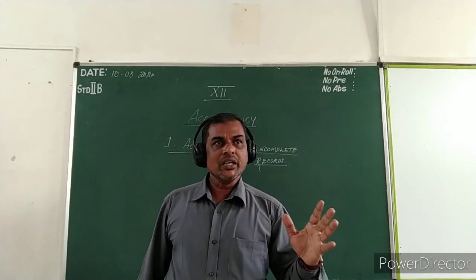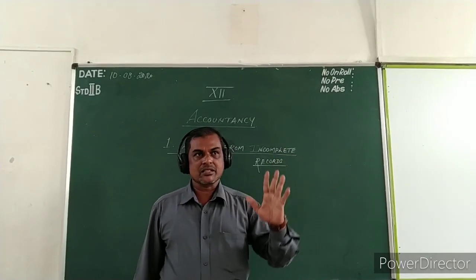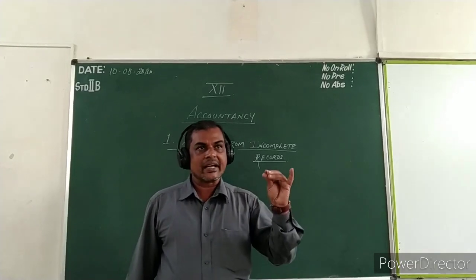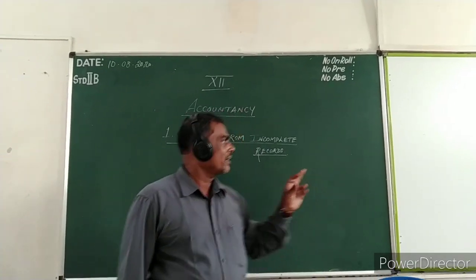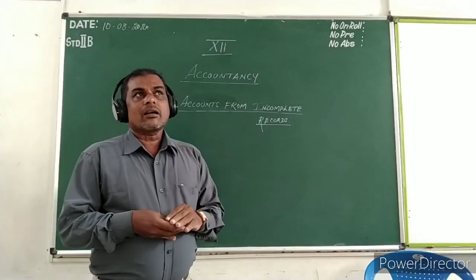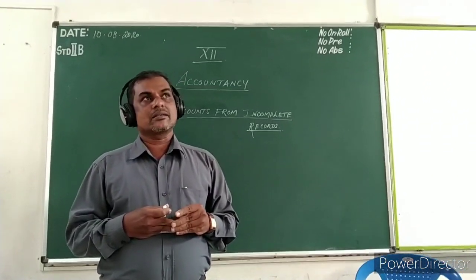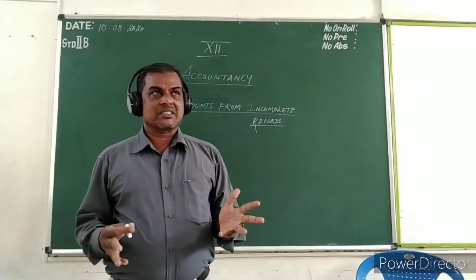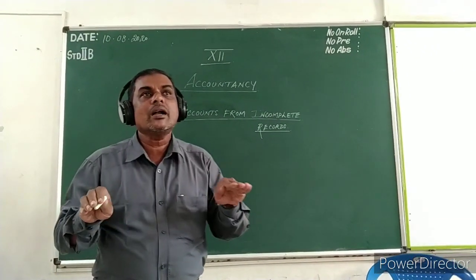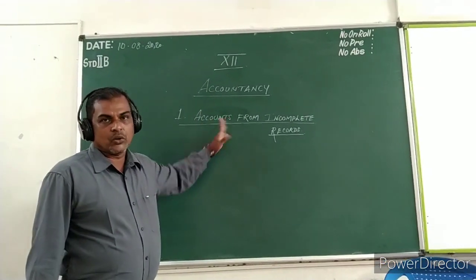We know that usually we use only the double entry system that we already studied in plus 1. The double entry system is universally accepted because it is scientific and correct. But here this is accounts from incomplete records. The complete records, otherwise known as the double entry system, are followed by all business lines all over the world. But accounts from incomplete records are used only by small traders. Only small traders can use this type of accounts.